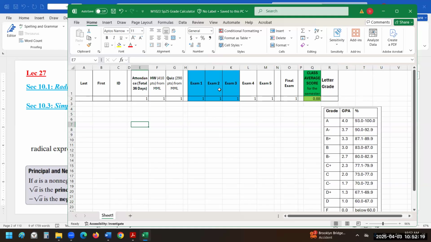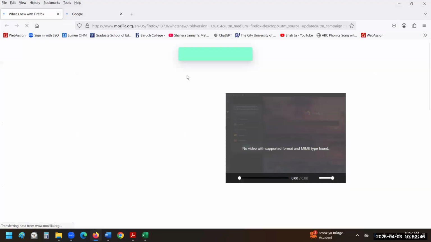So exam 1, 2, 3, you can find them on Brightspace because we took them. For exam 4, 5, 6, just guess some number. And for homework and quiz, you can see them on your Brightspace or My MathLab. So let me actually show you how to find them on My MathLab. And with this calculator, you can keep track of your improvement, how much you need to improve in which section in order to pass this class or to get your desired grade.